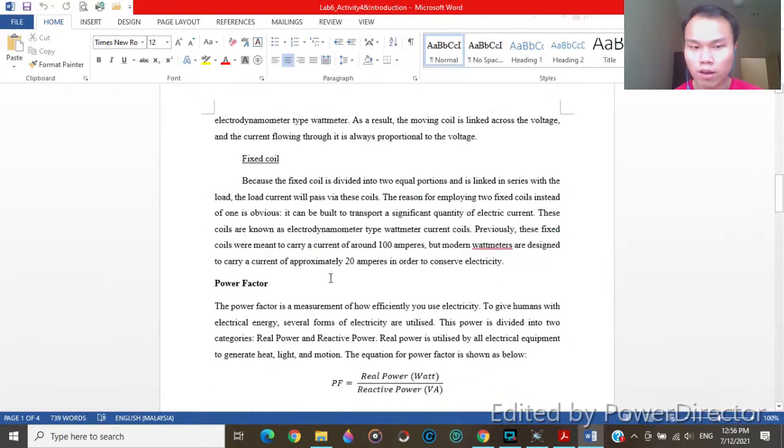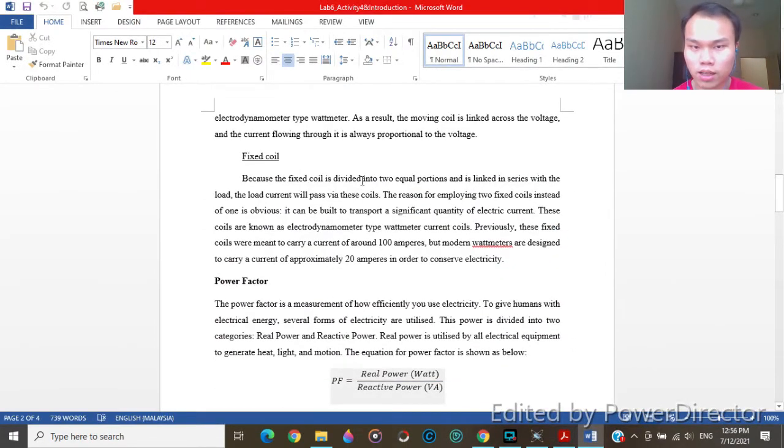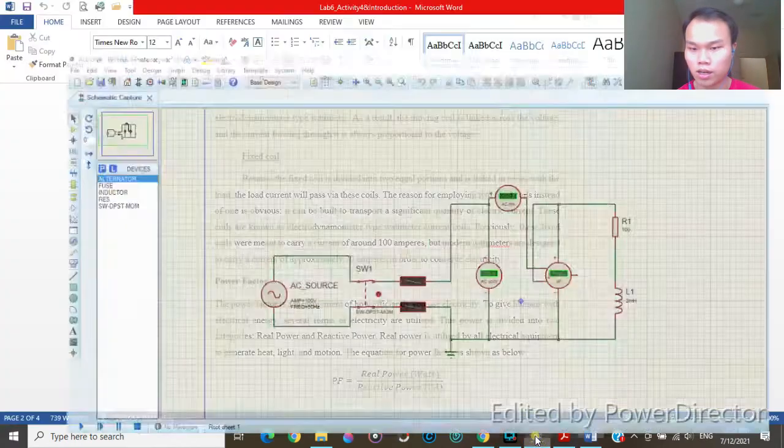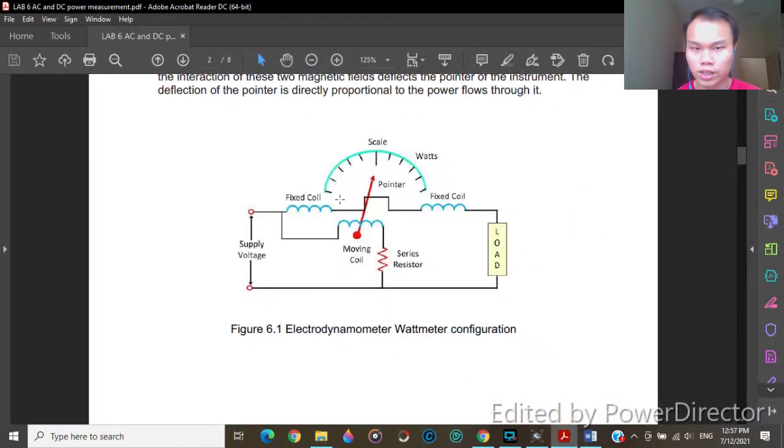The fixed coil is divided into two equal portions, which are in series with the load, and the load current passes through this coil. So over here, the fixed coil is connected in series to the load.